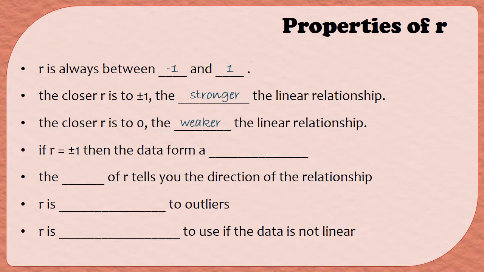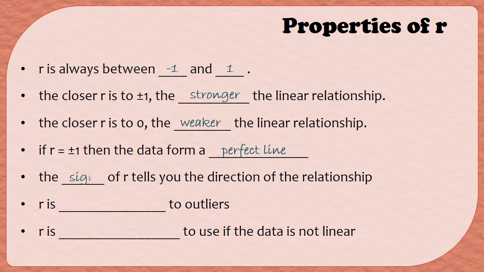So if I have an R value of, say, 0.85 or 0.9, that's going to be a pretty strong relationship because it's close to 1. If I have an R value of like -0.2 or 0.15, then that's going to be a very weak relationship because those values are closer to 0. If the R value exactly equals 1 or -1, then that would mean your data form a perfect line. When you plot the points, they are all exactly on the least squares regression line. This is very rare, by the way. That almost never happens with real-world data.